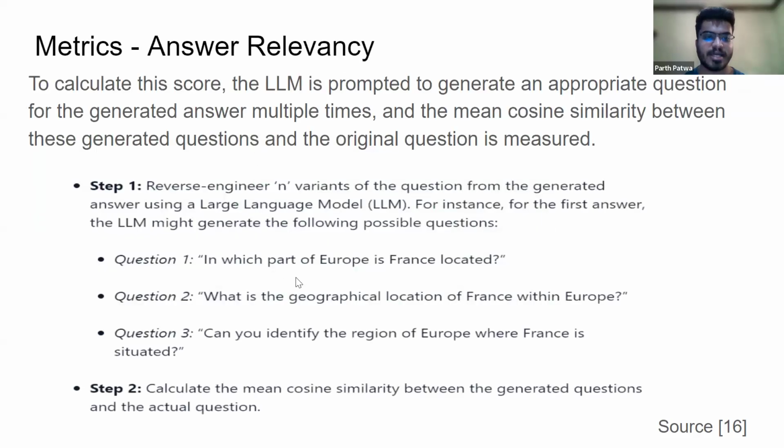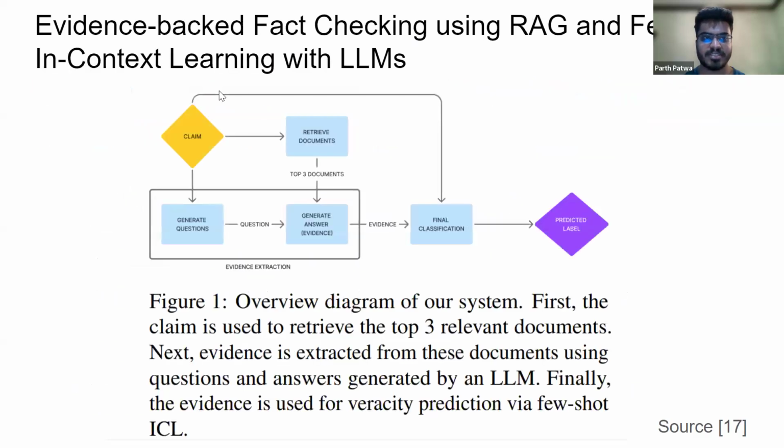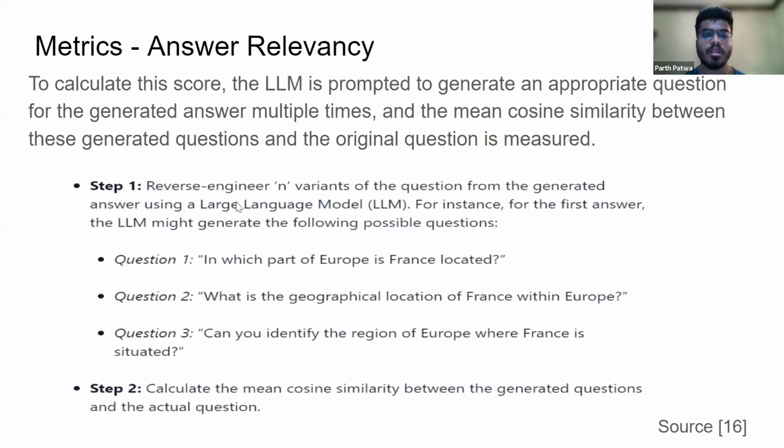And then there is answer relevancy. Here, given the answer, the LLM generates possible questions, and for that list of possible questions, we do a cosine similarity with our original question. If those questions match, then the relevancy is high. So in this manner, we are using LLM as a judge.